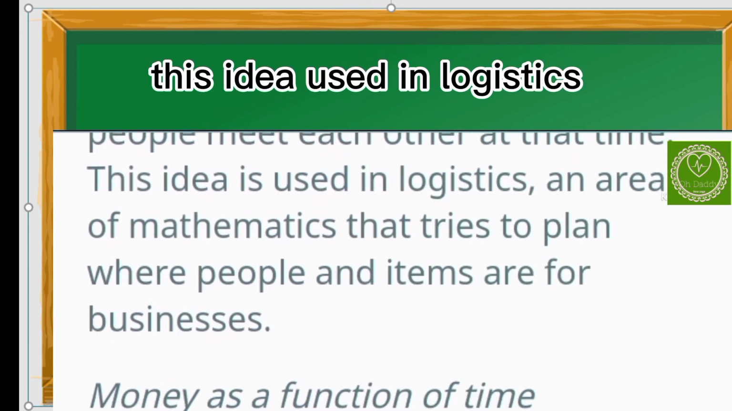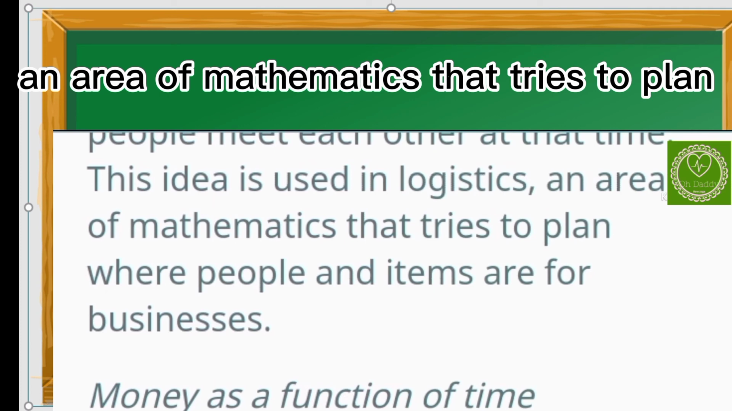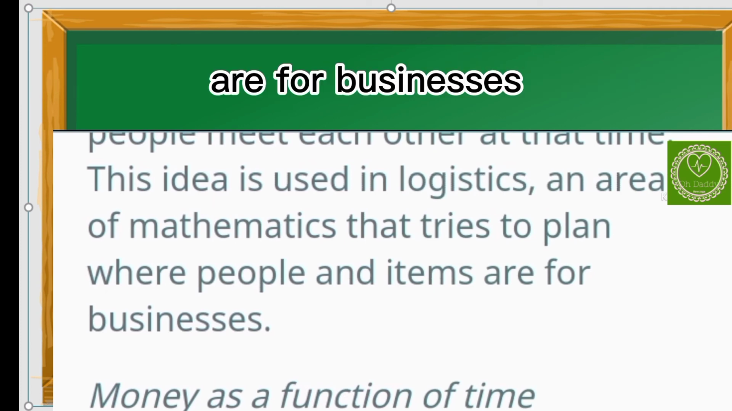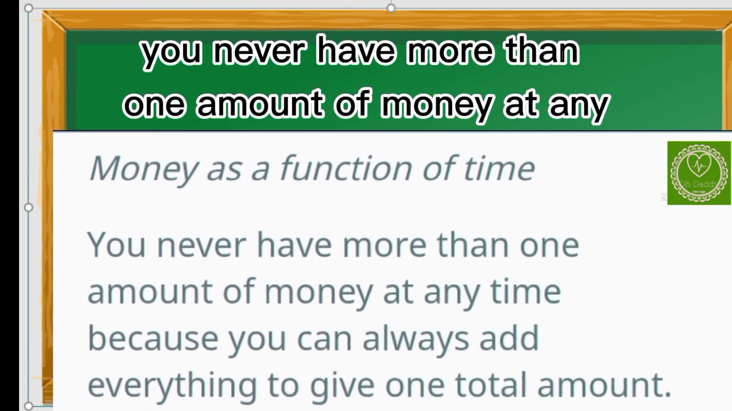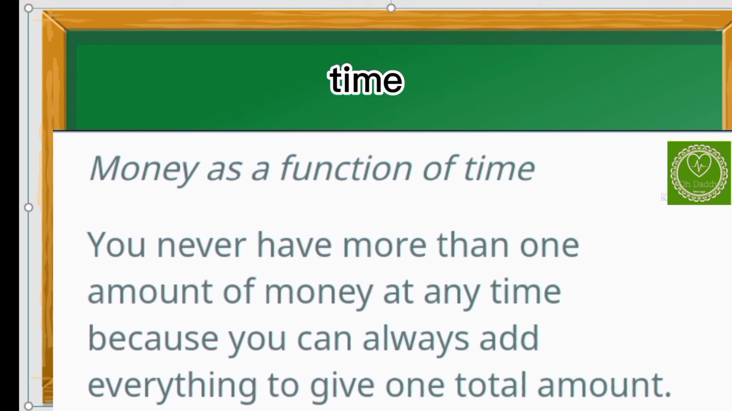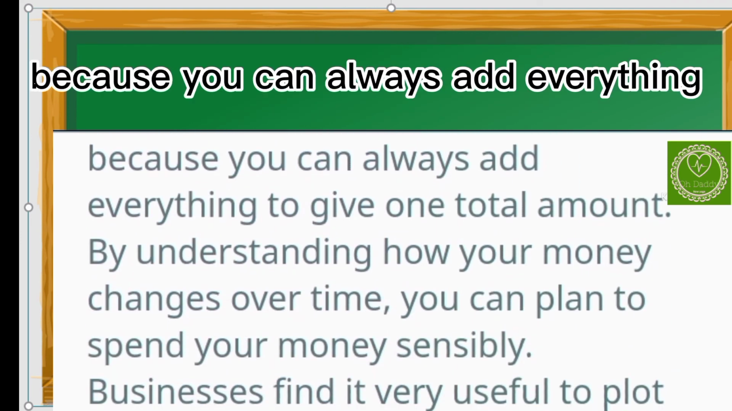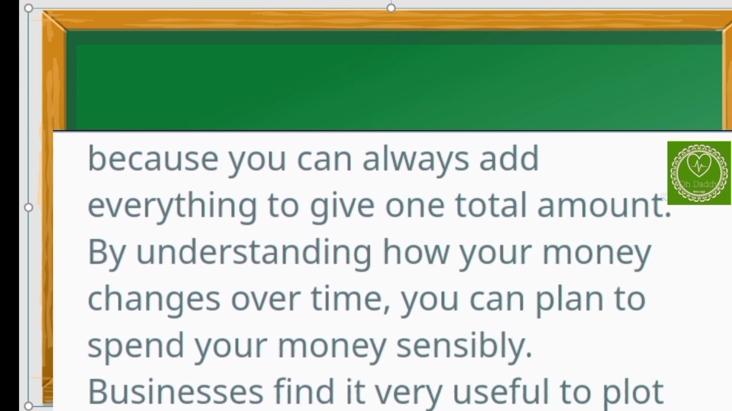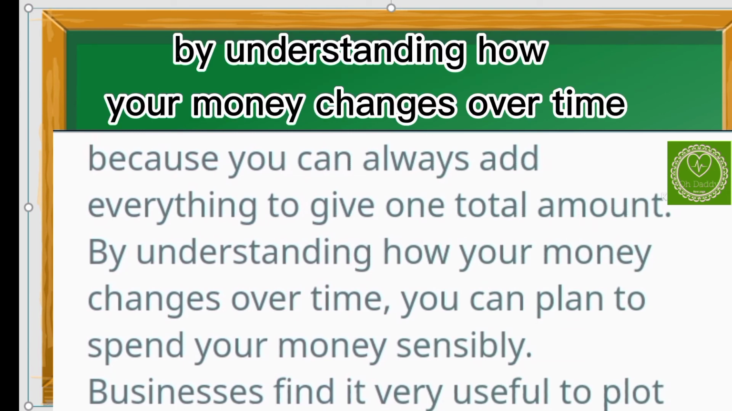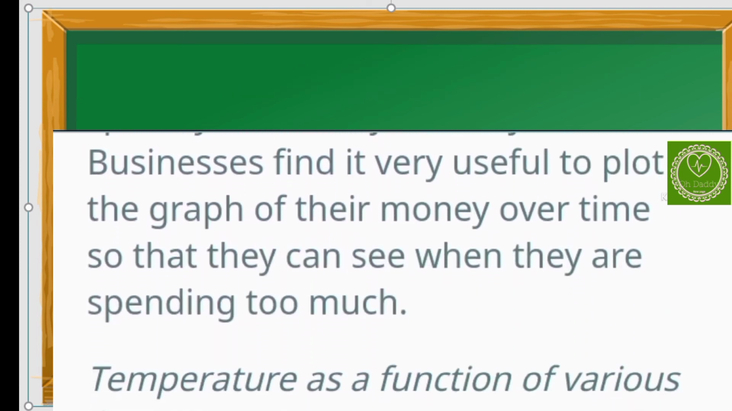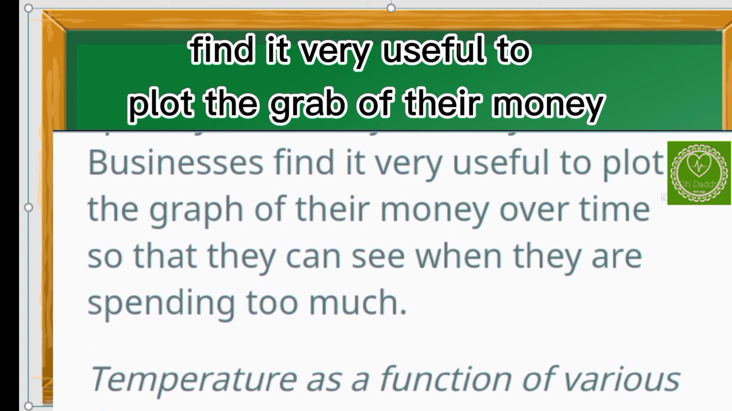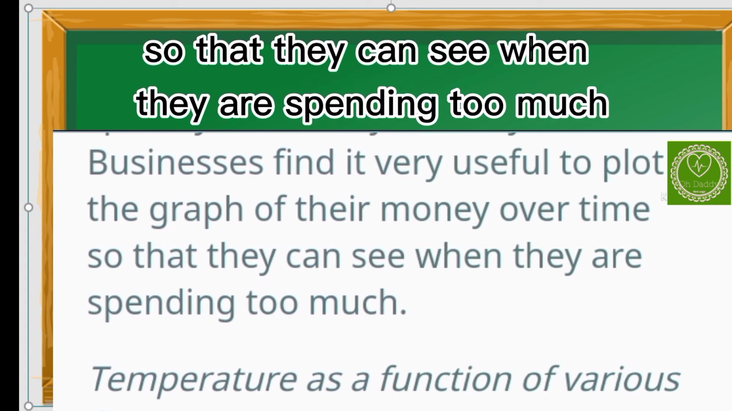This idea is used in logistics, an area of mathematics that tries to plan where people and items are for businesses. Money as a function of time. You never have more than one amount of money at any time, because you can always add everything to give one total amount. By understanding how your money changes over time, you can plan to spend your money sensibly. Businesses find it very useful to plot the graph of their money over time so that they can see when they are spending too much.